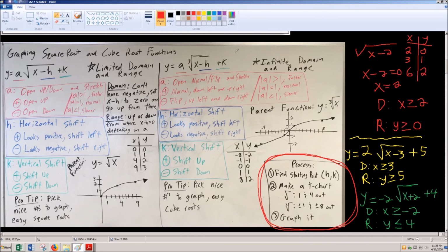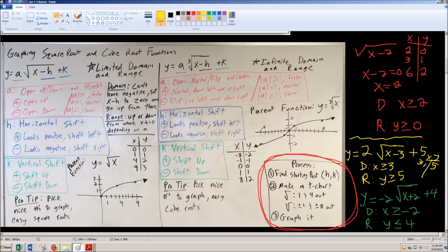So let's look at the yellow one down here. If I were to make my t-chart for this thing, I'm going to try and squeeze it in here. X's and Y's. The first X that I would plug in is my H value, so I'd plug in a 3, right? If I plug in a 3 into this thing, what would happen? This is going to spit out a 0. 2 times 0 is 0. 0 plus 5 is 5. So the quote-unquote starting point for this thing, h, k, is going to be 3, 5.